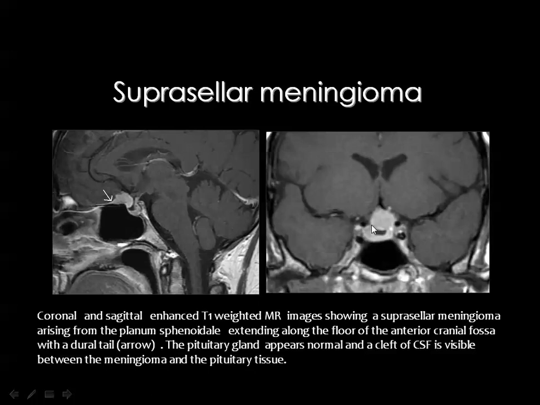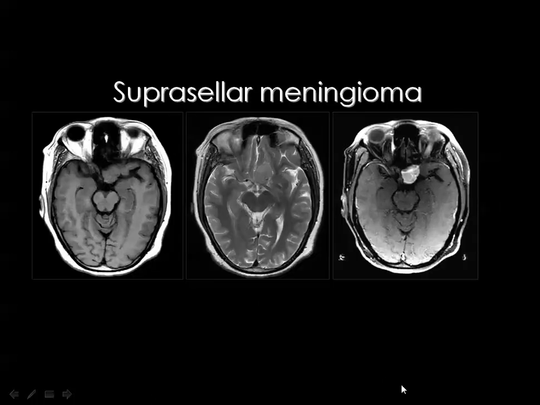And this is another example of a suprasellar meningioma. The tumor is clearly separable from the pituitary gland. The tumor shows homogeneous enhancement, and the arrow points to the dural tail, which, as you all know, is not pathognomonic for the meningioma, but it may support the diagnosis.